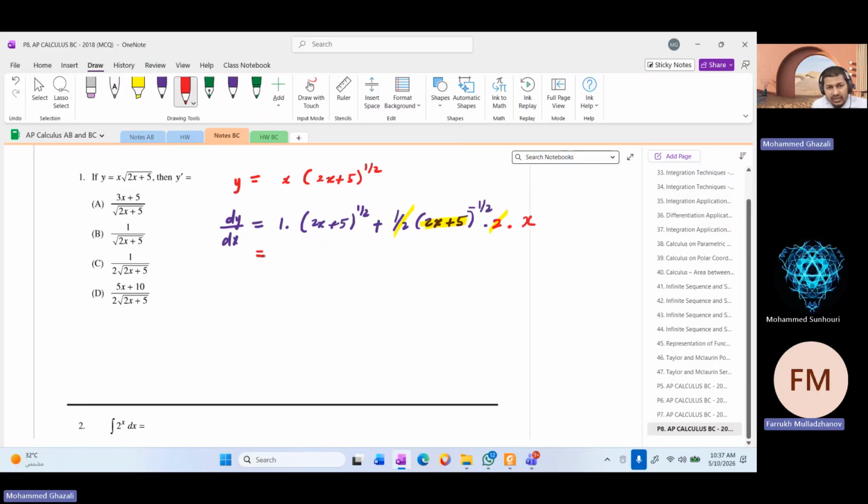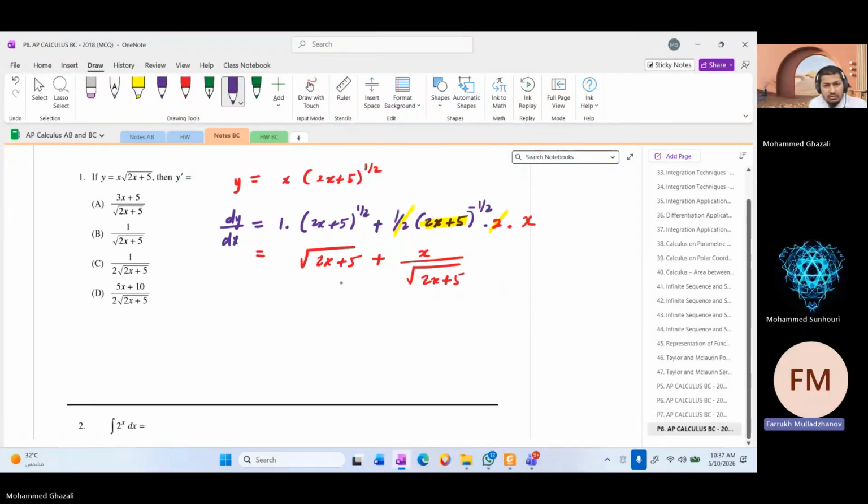So what we have here is the square root of 2x plus 5, plus x over the square root of 2x plus 5, because that's to the power negative half. Now we need to simplify this to get the answer, 3x plus 5 over the square root of 2x plus 5.